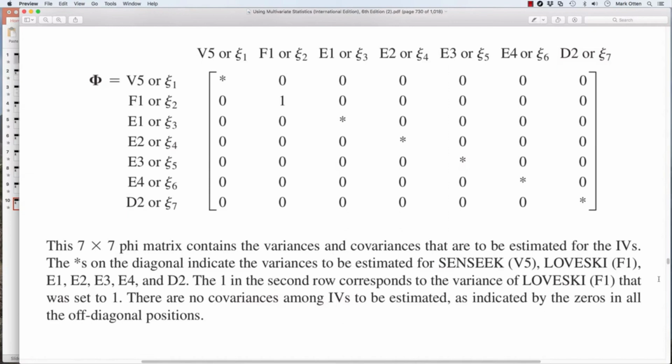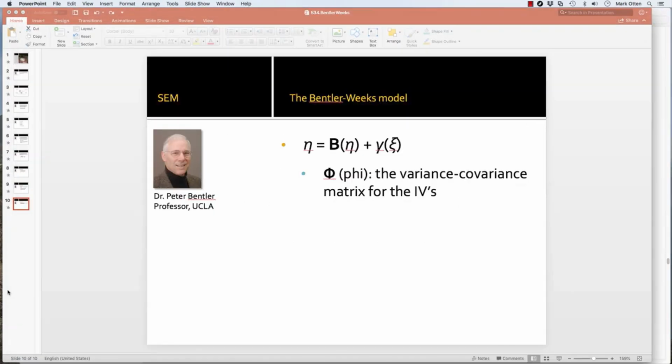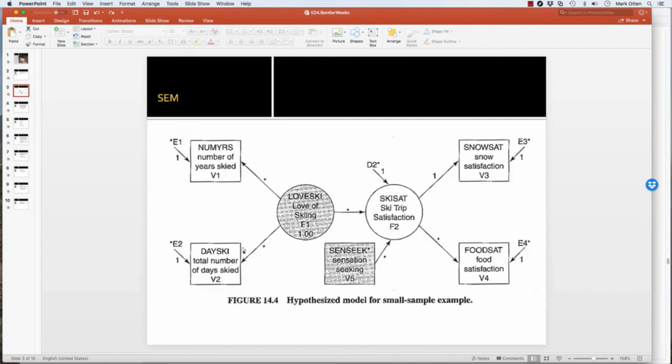So that first top left here, by the way this is organized is you just list out your IVs going down the side, and then the same ones going across. So it's sort of the format of a correlation matrix, but just your IVs only. And so that top left value, that star, that is a variance for V5. What was V5? V5 was sensation seeking.